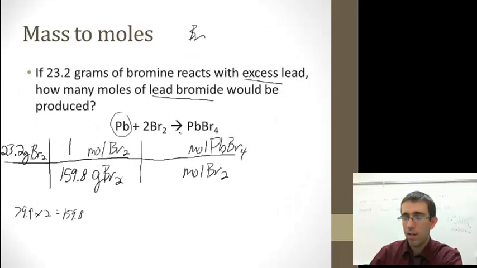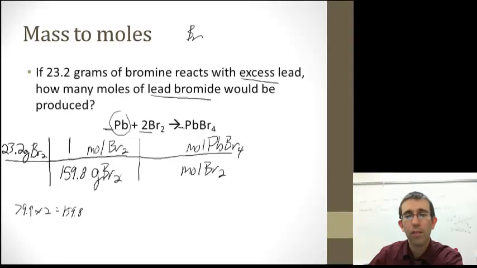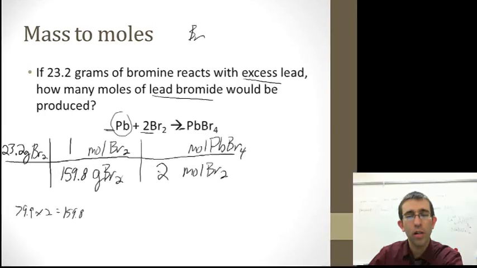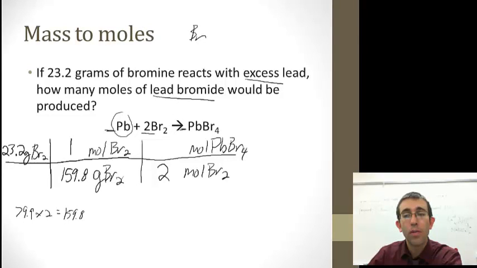So when mole and mole is together, what's the mole ratio? Remember, it's these numbers in front, our coefficients. So Br2 is here, and what's its number? Oh, the coefficient is 2, straight from here. Moles of PbBr4. Mole and mole together, what's my number here for this? There is no number, so it means it's 1.